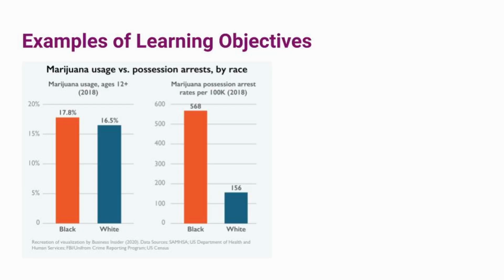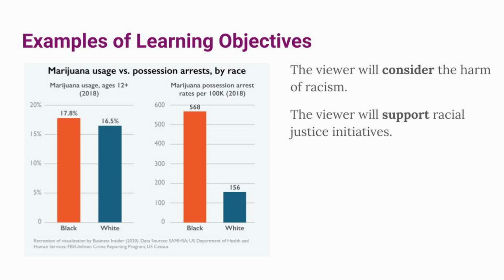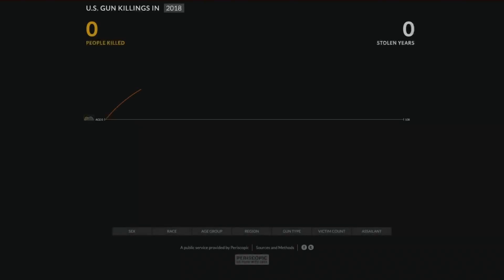This visualization can also have affective goals. For example, the viewer will consider the harm of racism, or the viewer will support racial justice initiatives. Some affective visualizations are more expressive, like this visualization from Periscopic about US gun deaths. This visualization is animated. It has a pace to it.